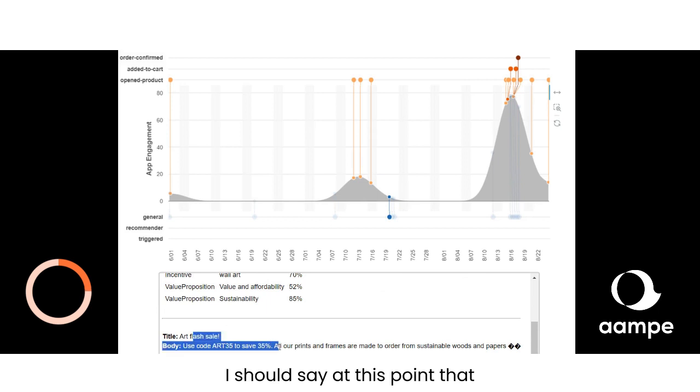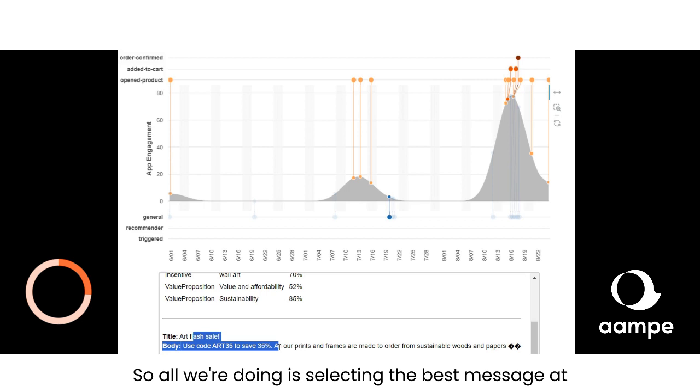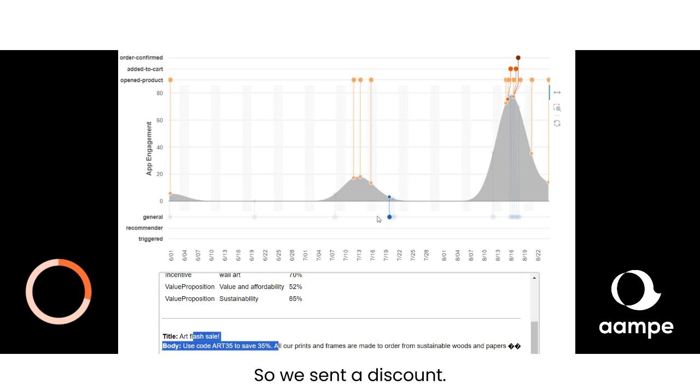I should say at this point that we don't actually write these messages. The customer has written these messages. We can, but we haven't. So all we're doing is selecting the best message at the best time in an attempt to convert the user. So they viewed a bunch of products. We would like them to add it to cart. They have not. So we sent a discount.